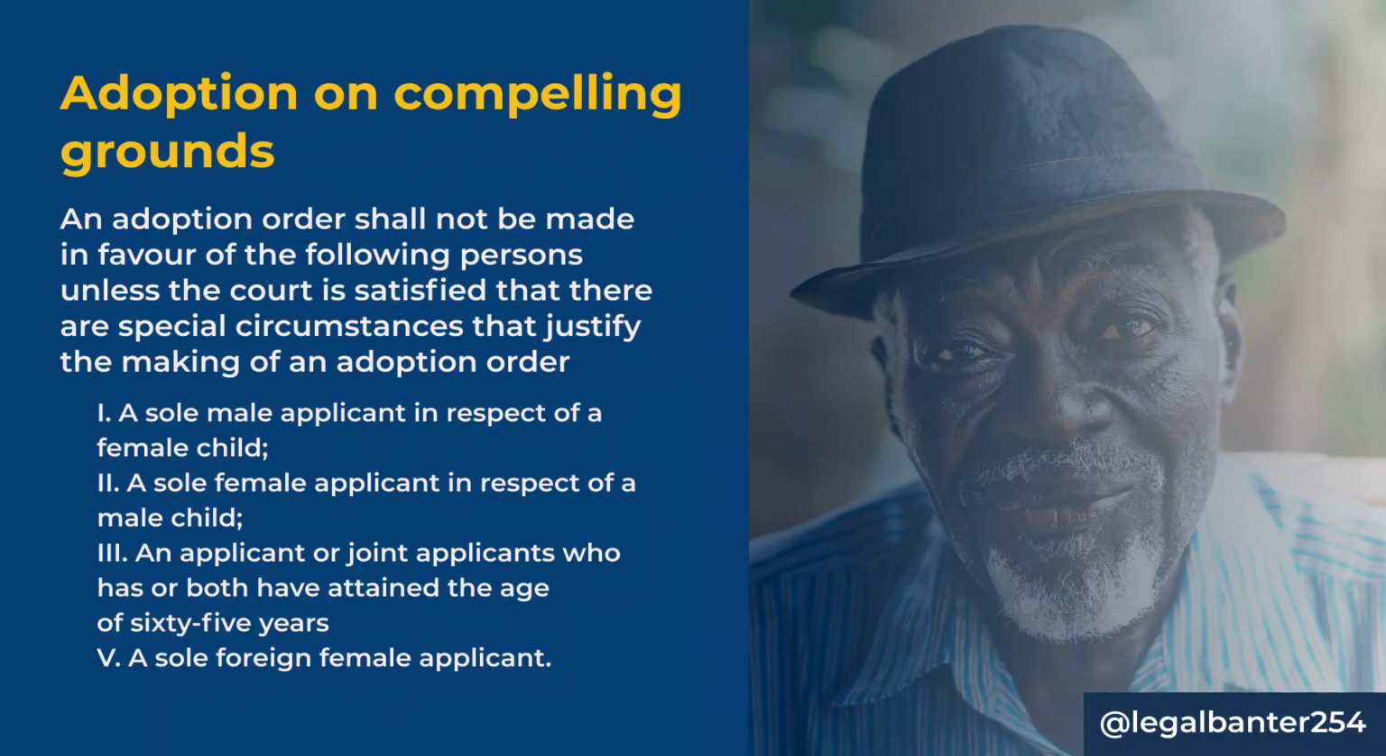So now that we know who can be adopted and who can adopt, let's go to who's not allowed to adopt. An adoption order shall not be made in favor of the following persons unless the court is satisfied that there are special circumstances that justify the making of an adoption order. Number one is a sole male applicant in respect of a female child, for obvious reasons. Number two, a sole female applicant in respect of a male child, for obvious reasons again. The third, an applicant or joint applicants who have attained the age of 65 years.